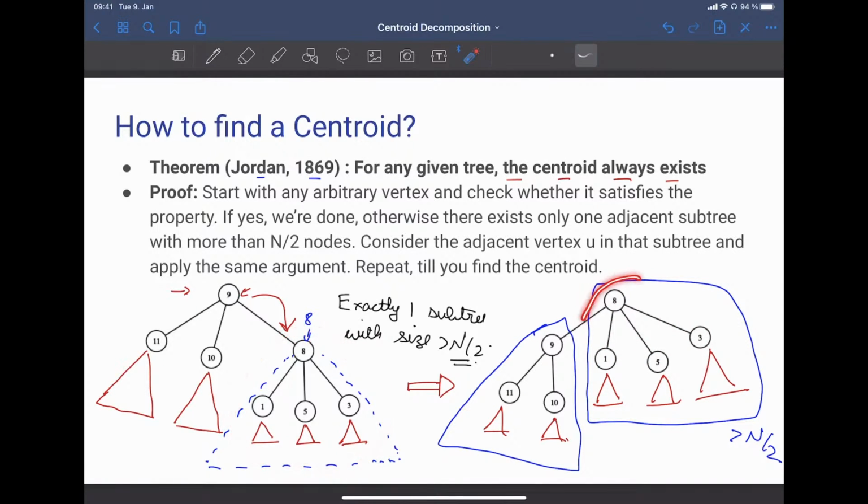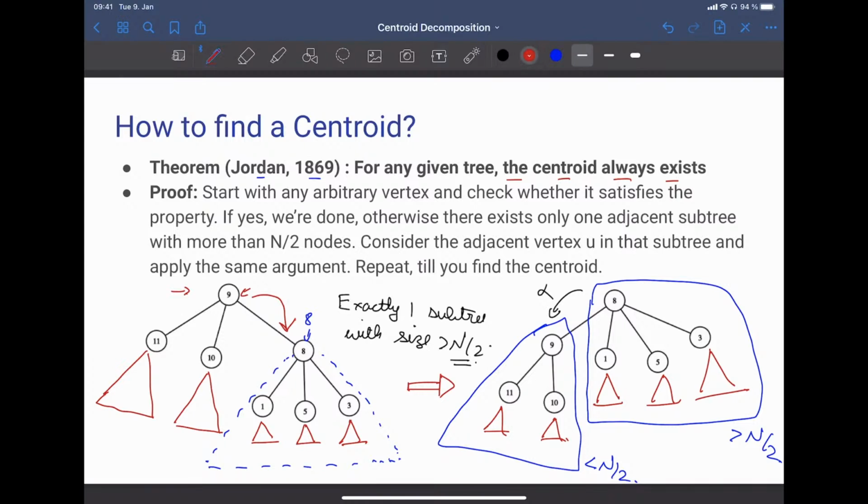So therefore, if the subtree size of this whole part is more than n by 2, the subtree size of this part, basically the subtree rooted at node 9, has to be less than n by 2, right? So here we have shown that this subtree is less than n by 2. And therefore we can say that whenever we change the root of our tree using this procedure, we can be sure that we will never go back. We will never go from node 8 to node 9 again.